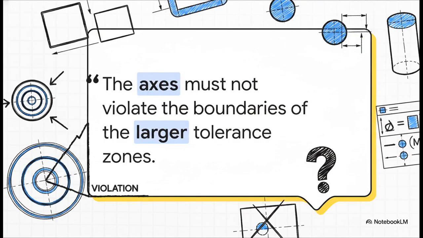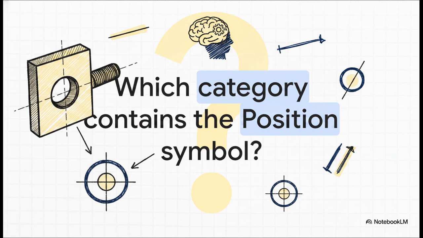So we know it works, but here is the exact part where most engineers get it completely wrong. Time for a quick pop quiz. If we're applying a position tolerance to our bracket's hole to make sure the bolt actually drops in, which of the major geometric categories does that position symbol belong to? Think about what it's physically controlling on the part.